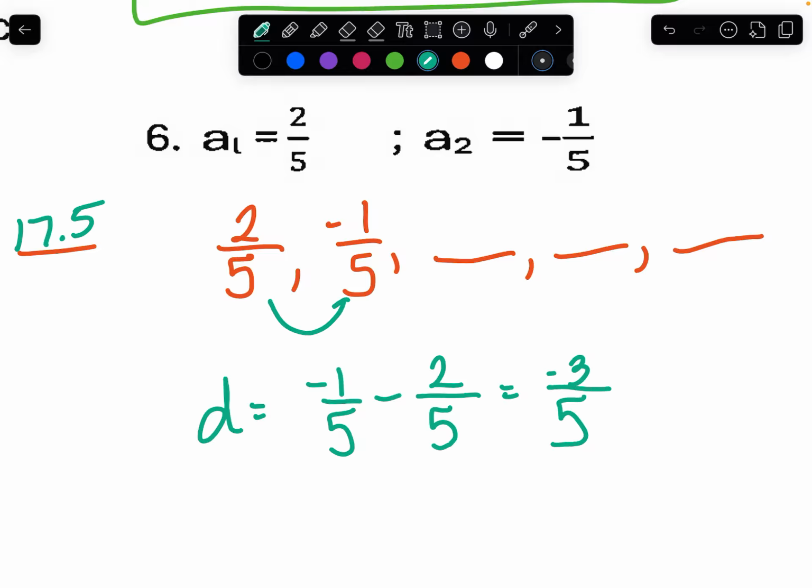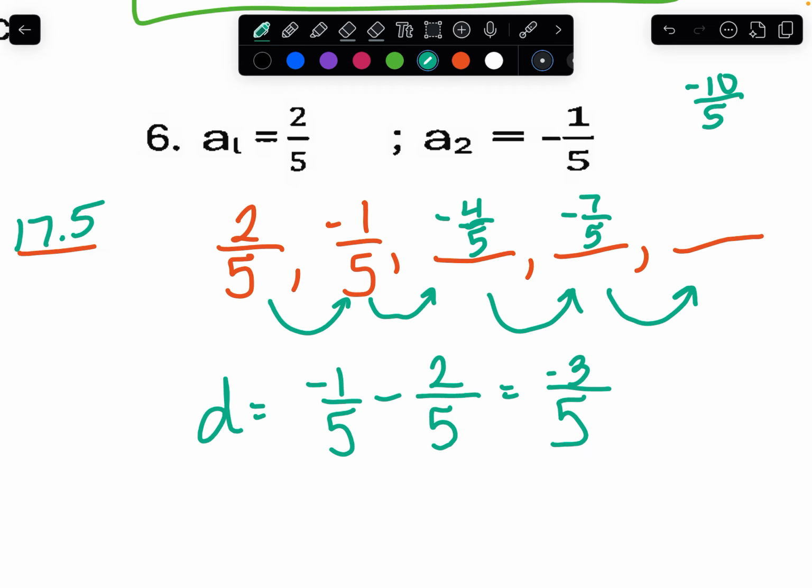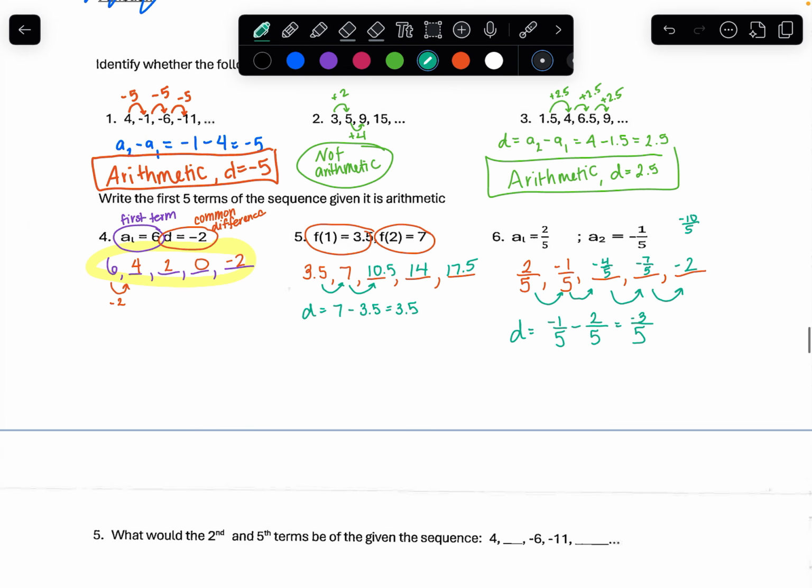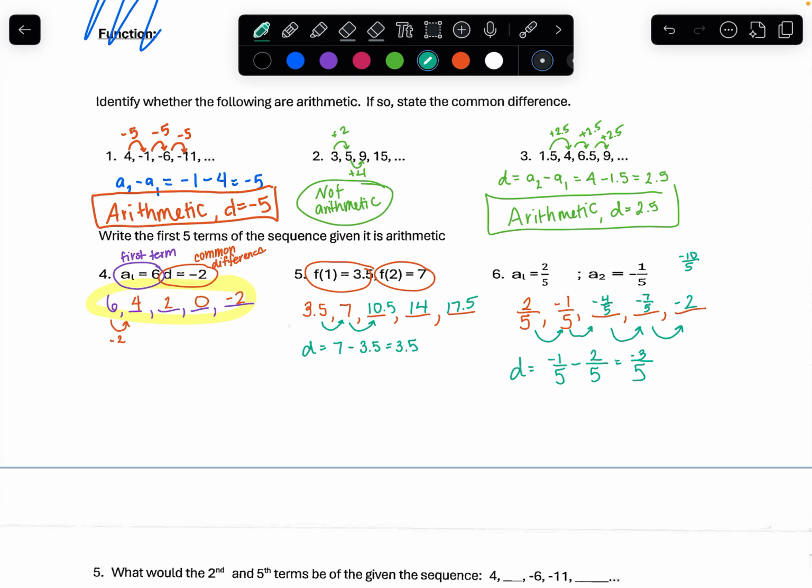And so we can see, oh, when we subtract with fractions, we're just subtracting from our numerator. So for this one, -1 minus 3 is -4/5. -4 minus 3 is -7/5. And then from here, I'm going to write it up here. The reason is -7 minus 3 is -10/5. Well, we can simplify that one to -2 to create our first 5 terms in our sequence.